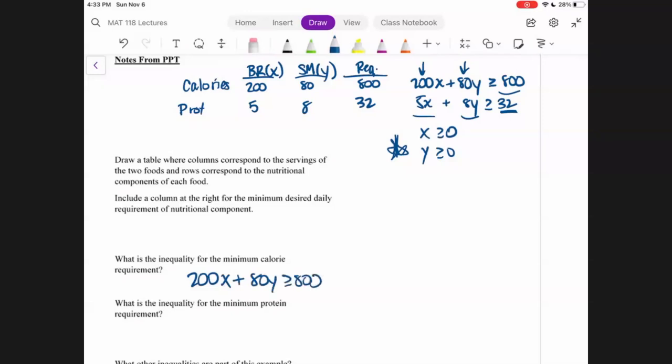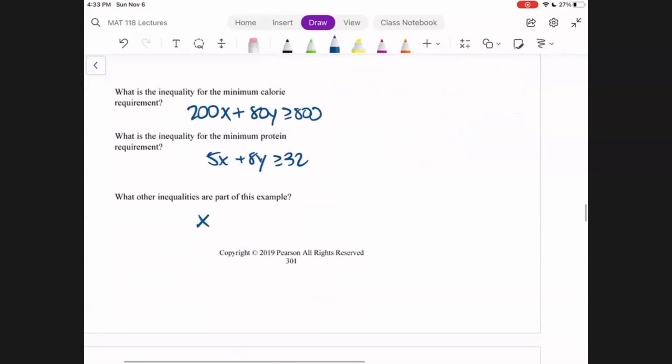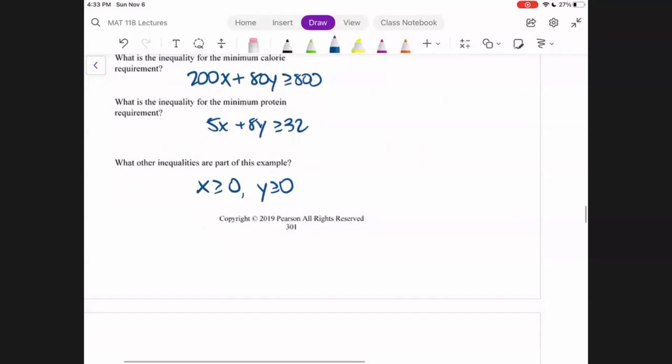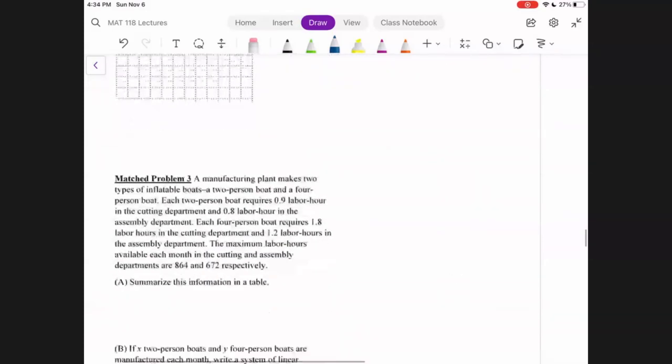And then we have the other one for, right? And then what are the inequalities? That you just need to at least eat something, right? It can't be a negative number. And then it wants you to graph it. So you could use Desmos for this, okay?